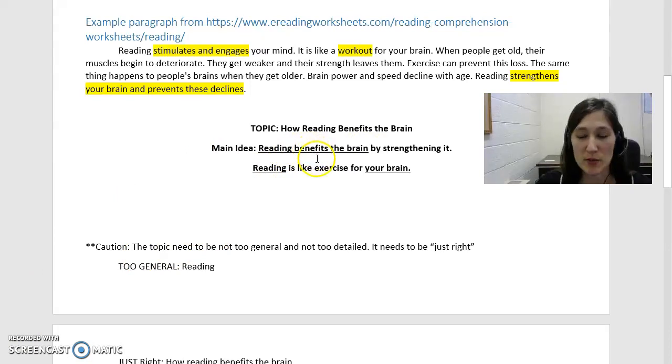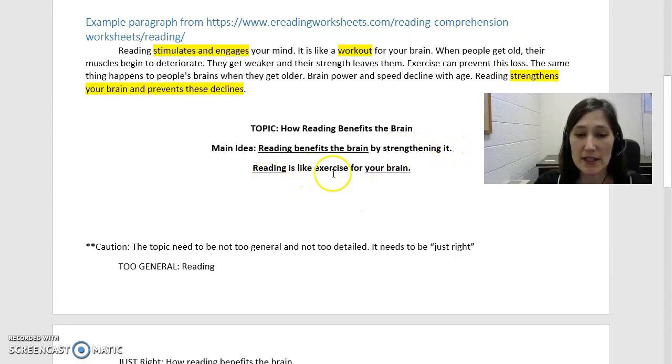Okay, here's a couple examples. Yours doesn't have to be exactly like this, but it should still include the topic plus a point. So one main idea is that reading benefits the brain by strengthening it. And so notice I still have the topic, right, because the main idea is the topic plus the author's most important point. And so I have the topic plus the point the author wants to make is that reading strengthens your brain. So I put those two ideas together.